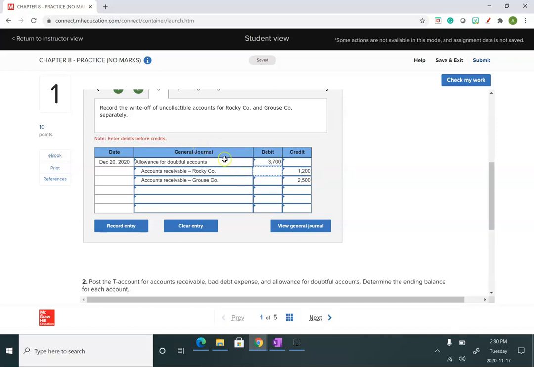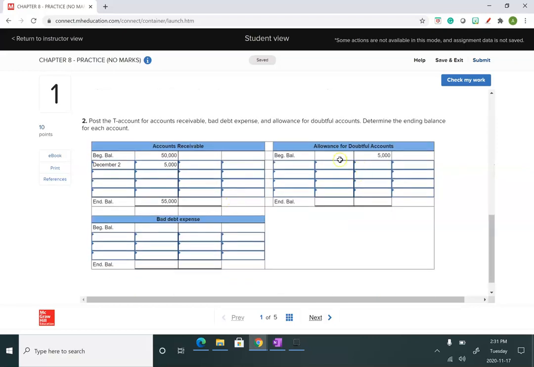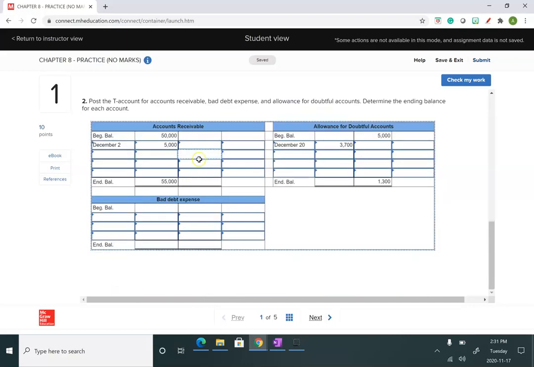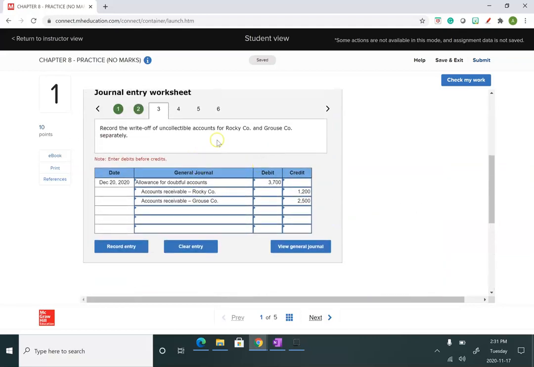So now I'm going to make three T account adjustments. So the allowance for doubtful accounts of $3,700, we're going to put over here, and that was December 20th. And then the accounts receivable, it's the 1,200 and the 2,500, and that was the 20th as well. So see what I did? I just moved these two over into this account, and we don't touch bad debt expense until the end of the fiscal year. So we just dealt with the write-off.